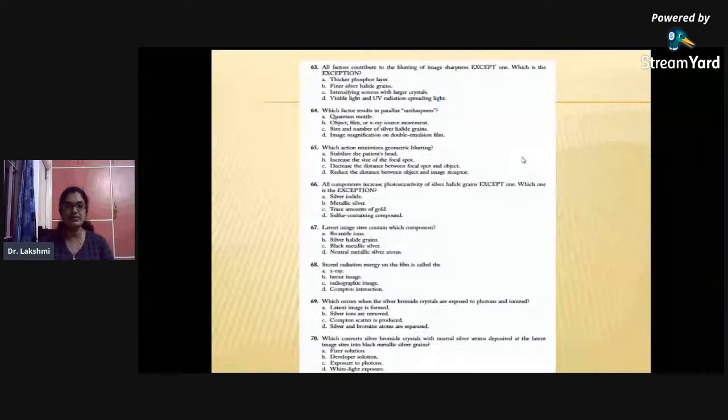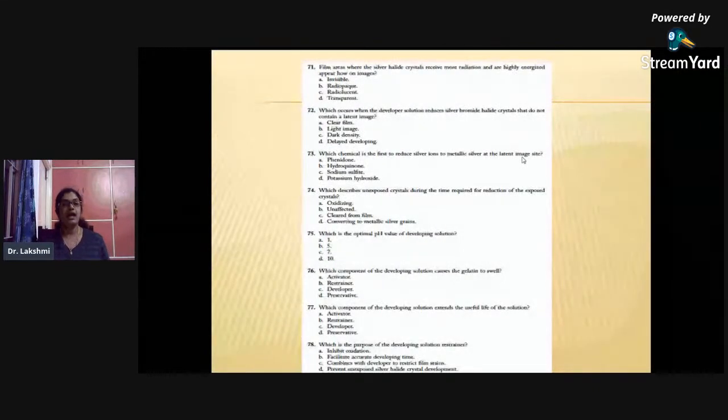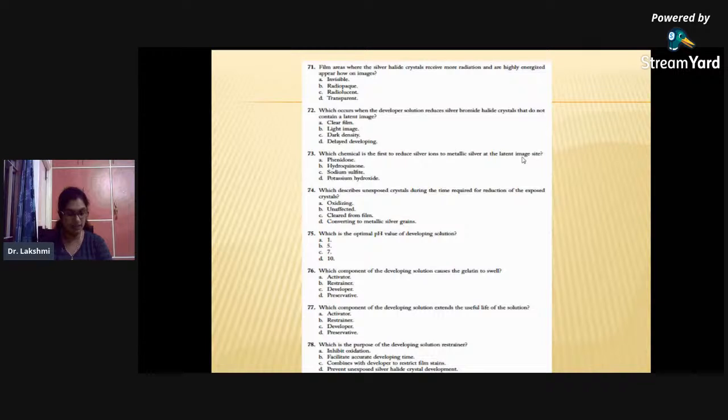Okay. Coming to 71st question. Film areas where the silver halide crystals receive more radiation and are highly energized appear how on the images? Okay, that is answer is C, radiolucent images. Which occurs when the developer solution reduces silver bromide halide crystals that do not contain a latent image? Okay, that answer will be C, dark density. Okay, more radiolucent images.